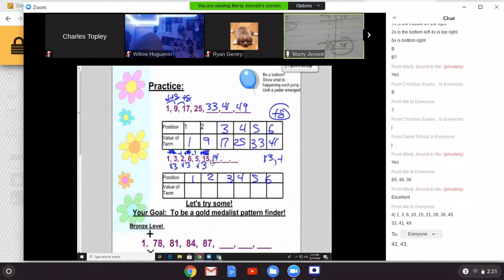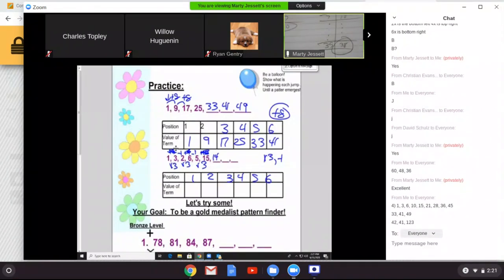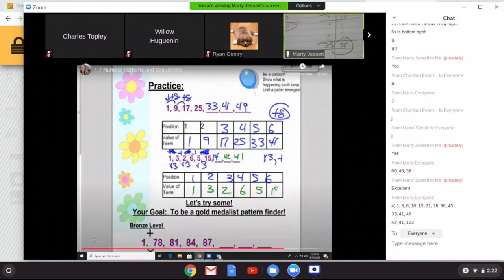Then we're going to... number, which is 3. Position 3 is our third number, 2, and then 6, 5, 15, and then we could continue if we had more room.